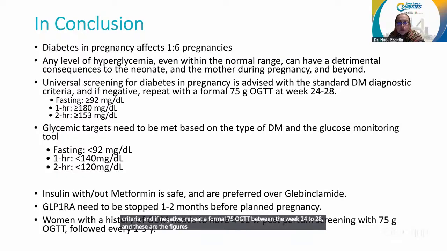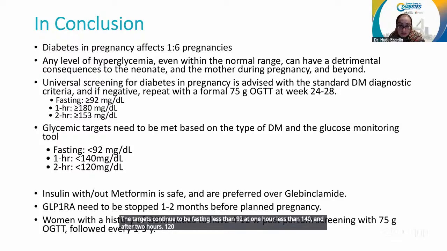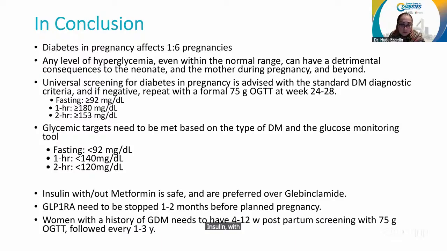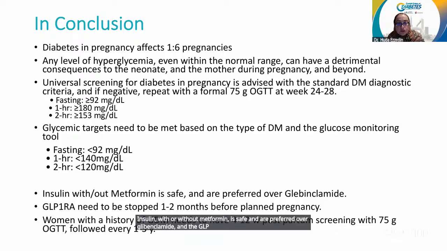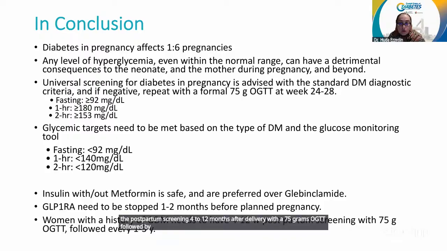The targets continue to be fasting less than 92, 1 hour less than 140, and after 2 hours, 120 milligrams per deciliter. Insulin, with or without metformin, is safe and preferred over glibenclamide, and the GLP-1 receptor agonists need to be stopped 1 to 2 months before planned pregnancy. And then at the end, women with a history of GDM need to have postpartum screening 4 to 12 months after delivery with the 75-gram OGTT, followed by repetition almost every 1 to 3 years. With that, I come to the end, and thank you for your attention.